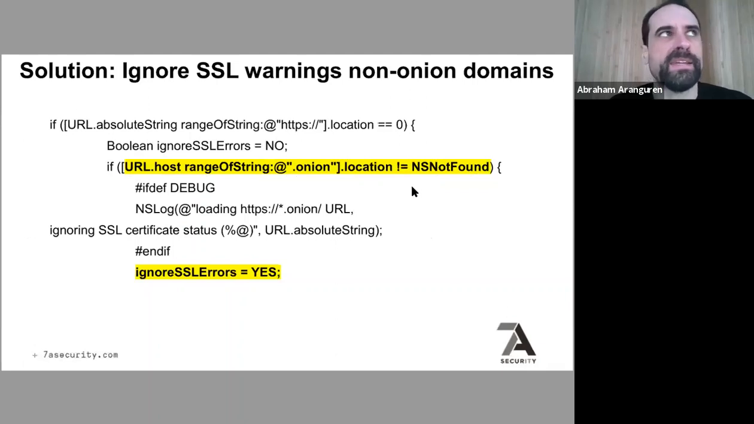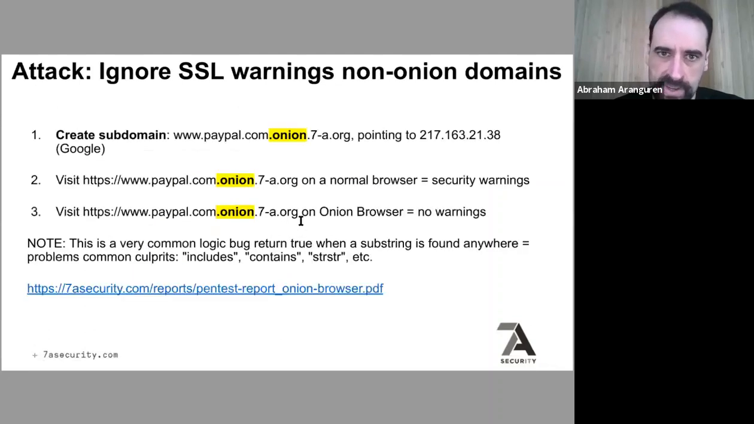You're going to have something like "in string" or "contains string", where it should be "starts with" or "ends with", right? So in this case, this should be "ends with", right? What you really want to know is if the host ends with .onion, because .onion domains don't have SSL certificates, they work in a different way. That was the logic behind all this.